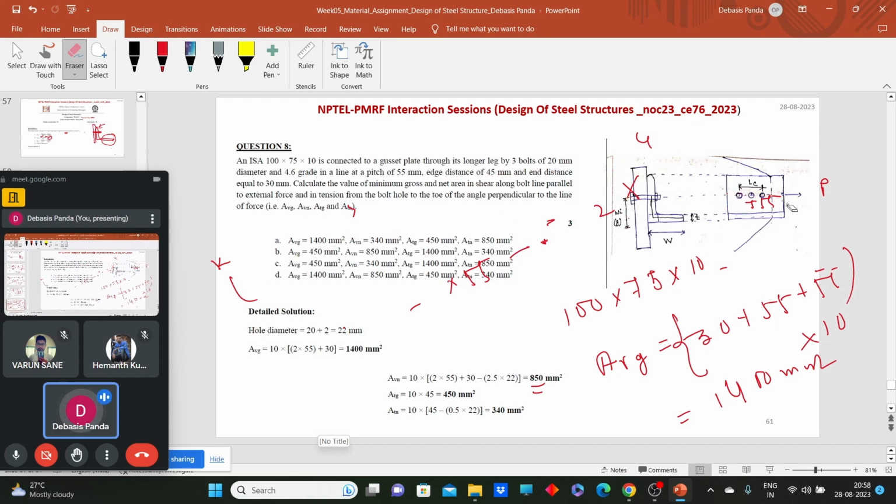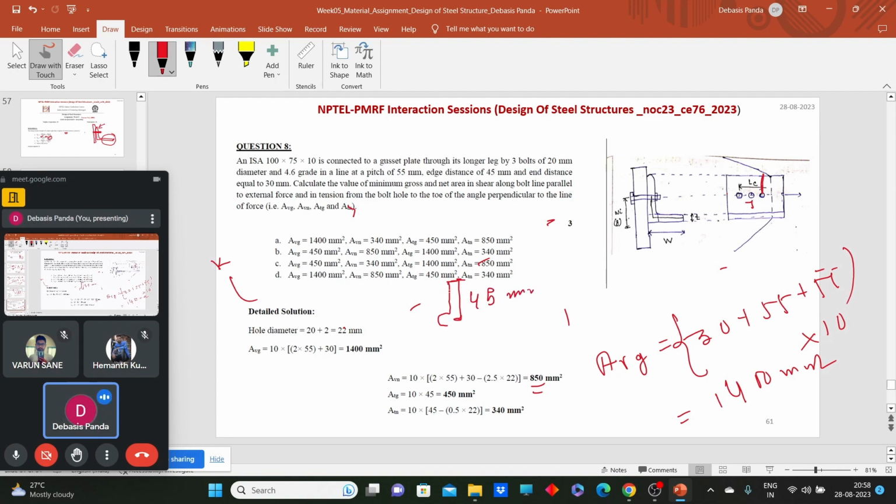Now we need to calculate 2 more areas along the tension plane. So what will be the tension plane? This plane. So this plane will be the tension plane, right? The distance from here to here, the edge distance, is provided as 45 mm. So what will be the gross cross-sectional area ATG along the tension plane? Why is this the tension plane? Because this is perpendicular to the load, and we have discussed how the tension plane occurs here. So it is nothing but 45 into 10.